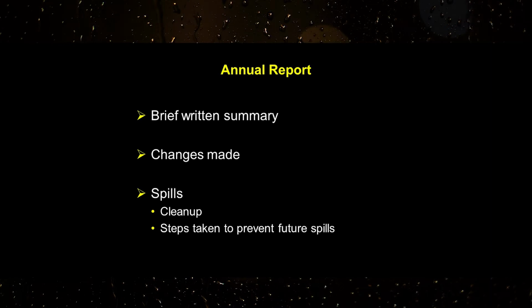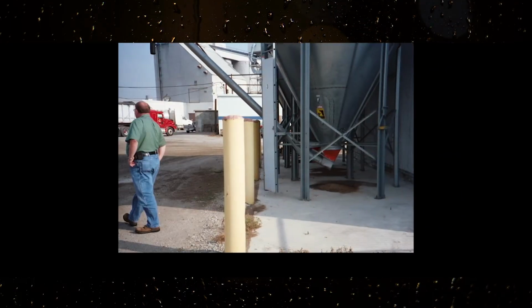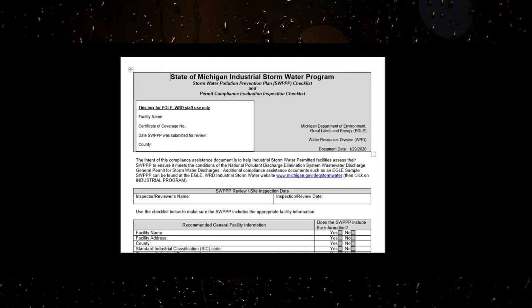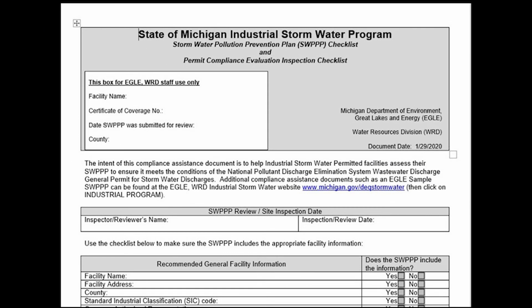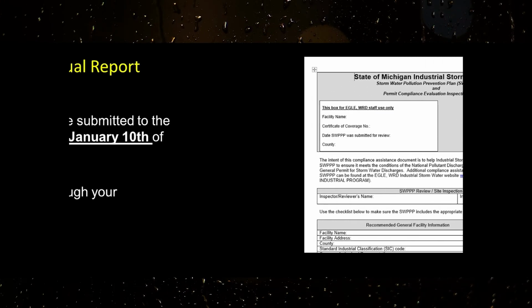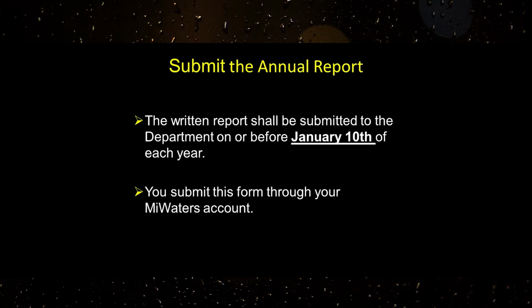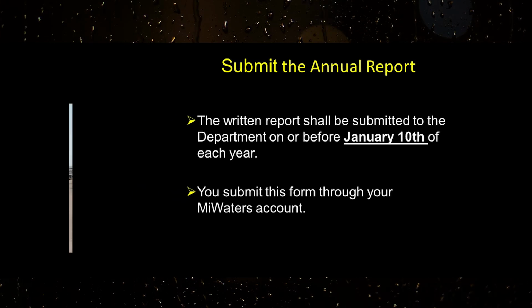Be sure to include any spills that may have occurred since the time of the last review, how they were cleaned up, and the changes made to prevent a recurrence of the spill. Schedule a time to perform your annual plan review and to develop your annual report. There is a Stormwater Pollution Prevention Plan checklist available on the website to assist you in reviewing the Stormwater Pollution Prevention Plan. Permittees are required to submit the annual report on or before January 10th of each year.